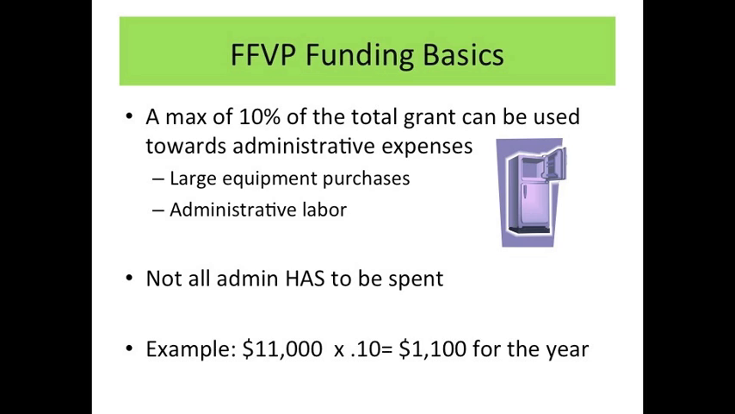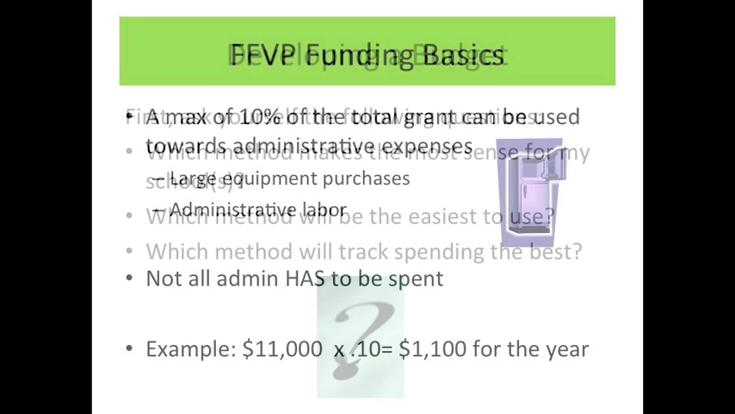Using the same numbers as the previous example, School A is awarded $11,000 for the year. We change the percentage to a decimal and get 11,000 times 0.10 equals 1,100. This school can use 1,100 towards administrative expenses for the year. Notice that this is the same number we calculated for the September allocation.